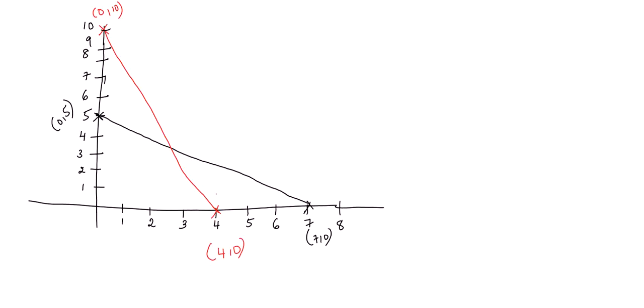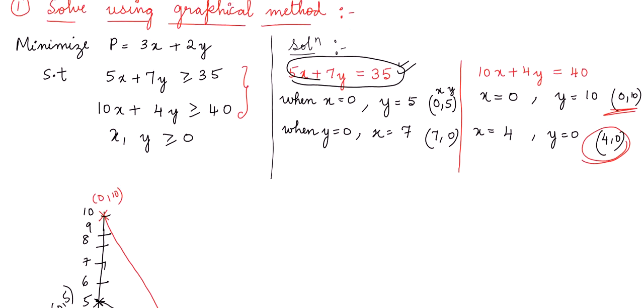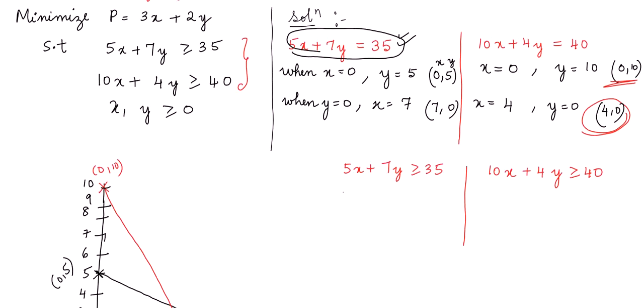Once it is done, you need to find out the region. So how do you find the region? Take the inequalities. You had two inequalities in the question. One is 5x plus 7y greater than or equal to 35. The second inequality is 10x plus 4y greater than or equal to 40. So how will you find the region? Substitute x and y both equal to 0.